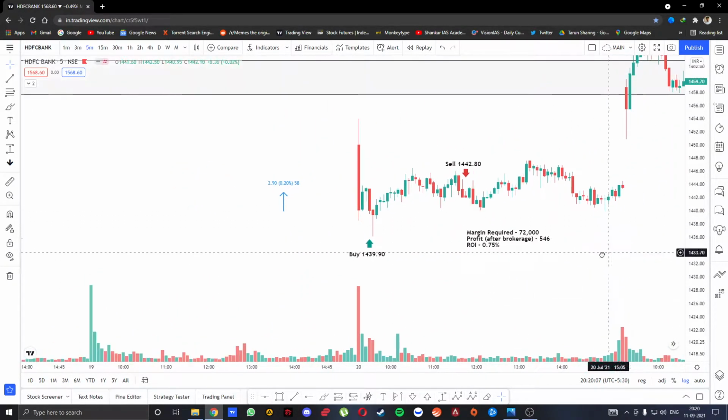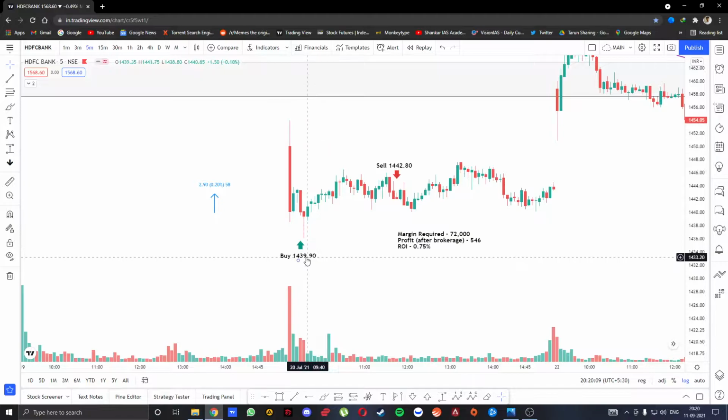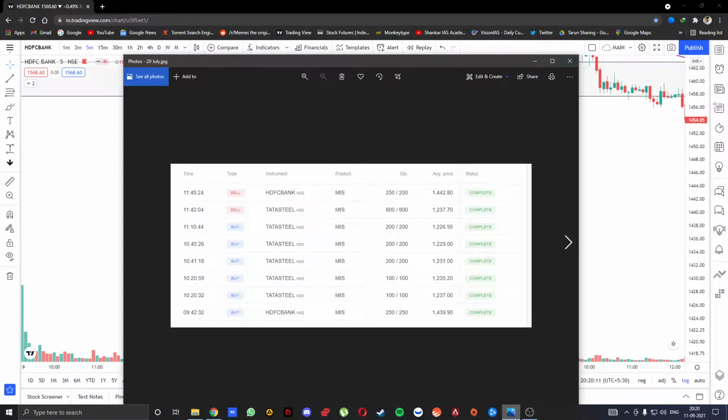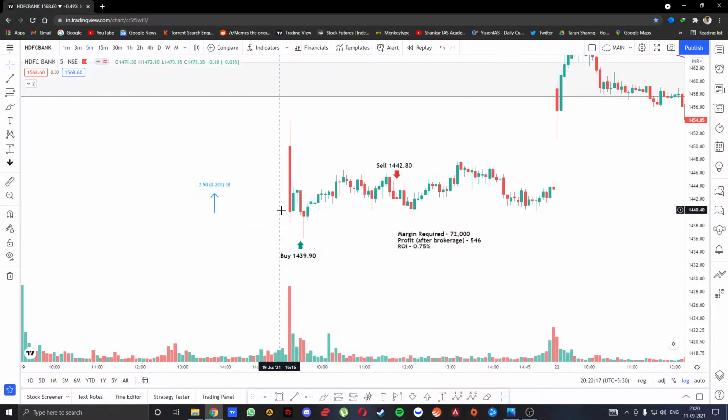And I bought at 1439. As you can see, you can just pause it and watch it if you want to see carefully. And then we bought it here, we sold it here. It was not a big profitable trade. As you can see, that ROI was only 0.75% and it only moved 0.2%.